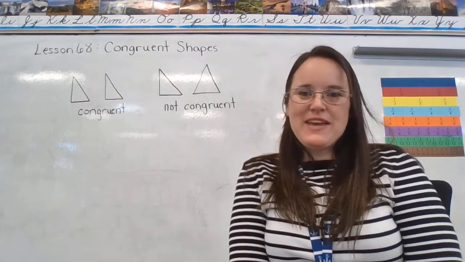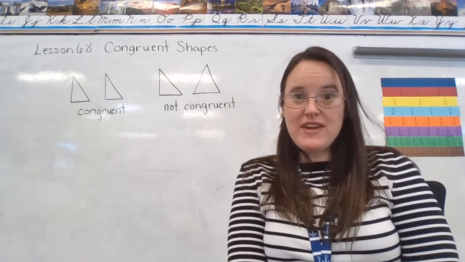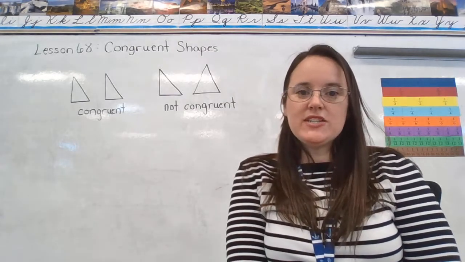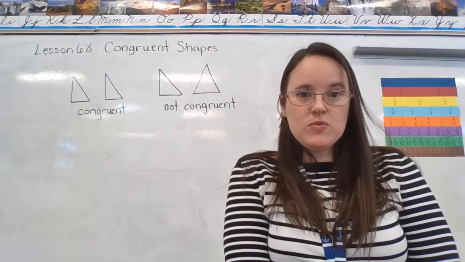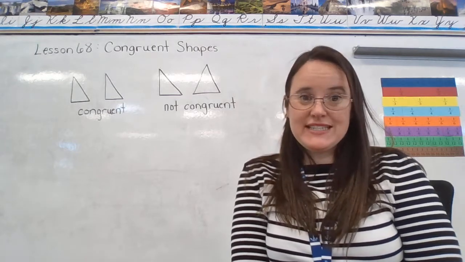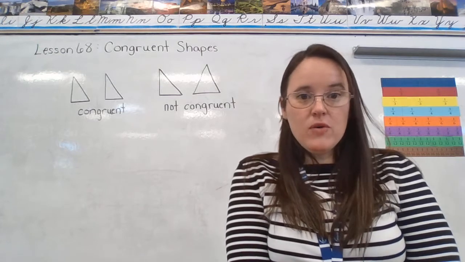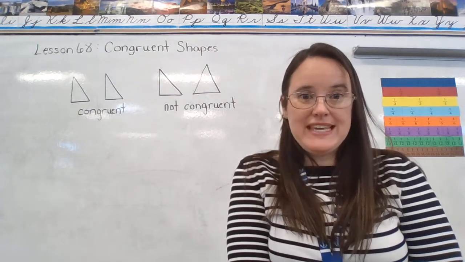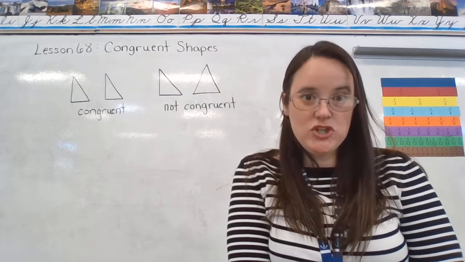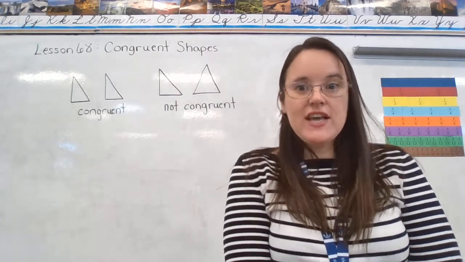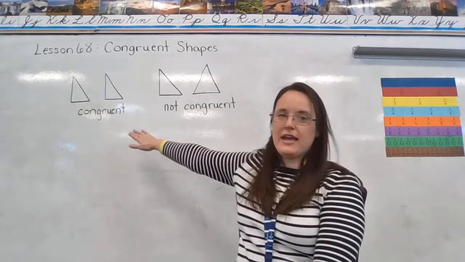Hi class, today we are on Saxon Book 3, Lesson 68, and we're going to talk about congruent shapes. So this word congruent is a very specific word. It means that shapes are not only the same shape, the exact same shape, but they are also the exact same size. So I have some examples behind me on the board.